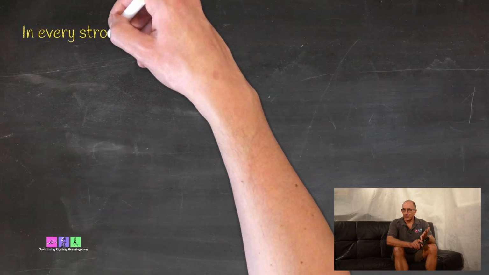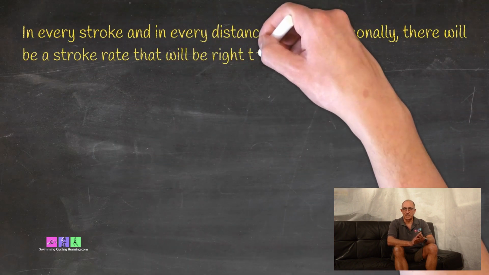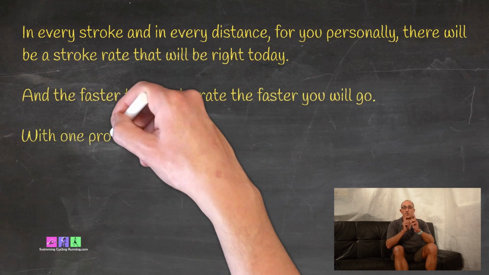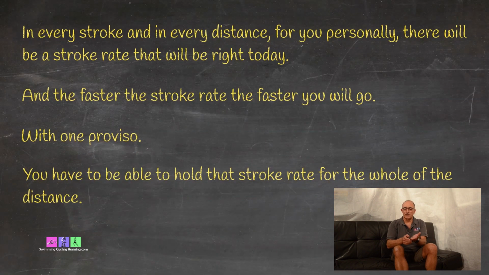Well, I'm going to make a statement about stroke rate that you might find surprising, and it's this. In every stroke and in every distance, for you personally, there will be a stroke rate that is right today. And the faster the stroke rate, the faster you will go, with one proviso. You have to be able to hold that stroke rate for the whole of the distance. So obviously if you're doing a 50 metre, your stroke rate is going to be faster than if you're doing a 200 metre, and if you're doing a 400 metre, that's going to be slower still. If you're doing a 1500, it may very well be similar to the 400, but it's still likely to slow down, because that stroke rate you just can't maintain for that length of time.